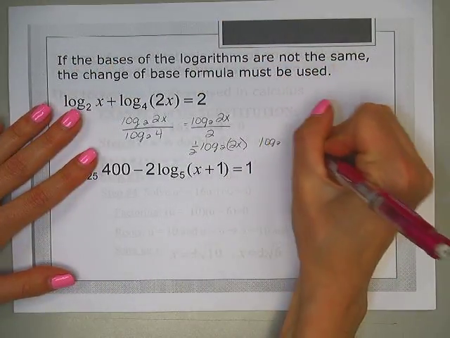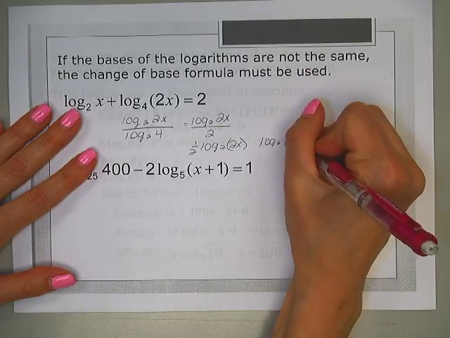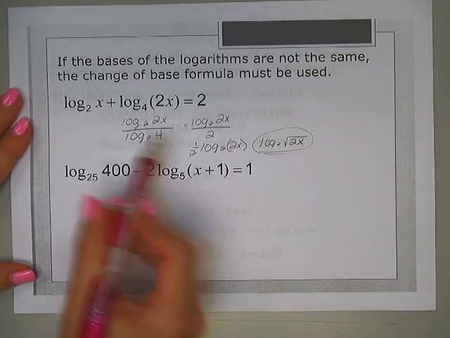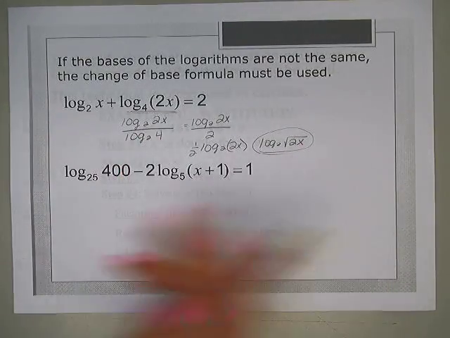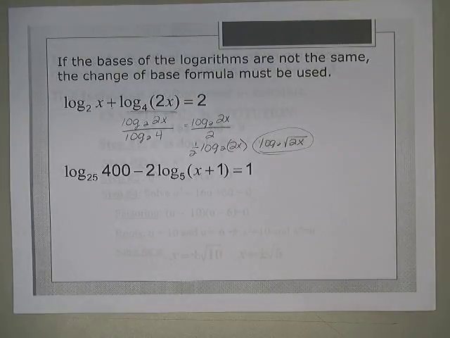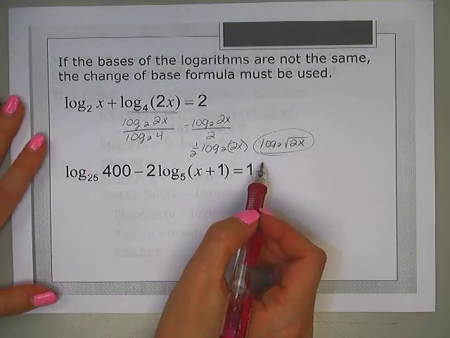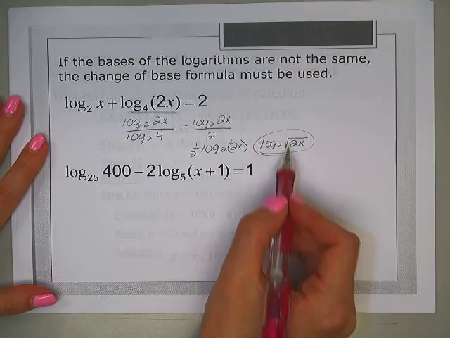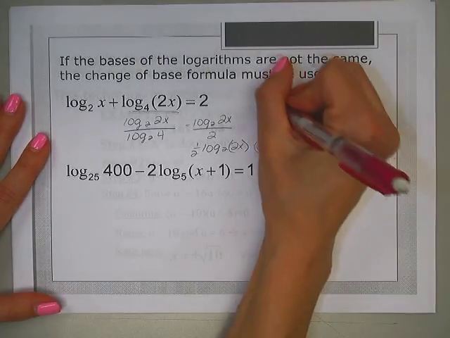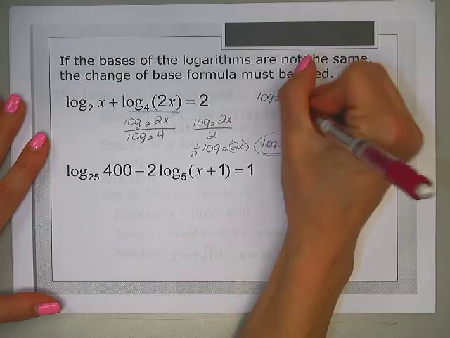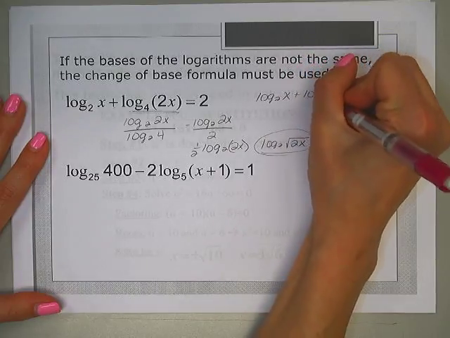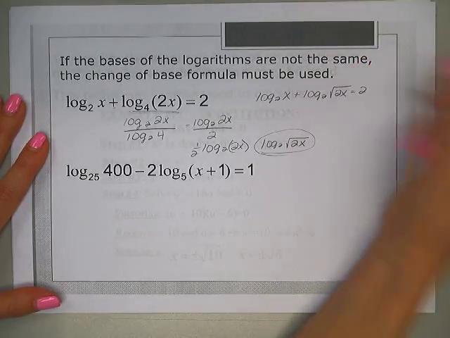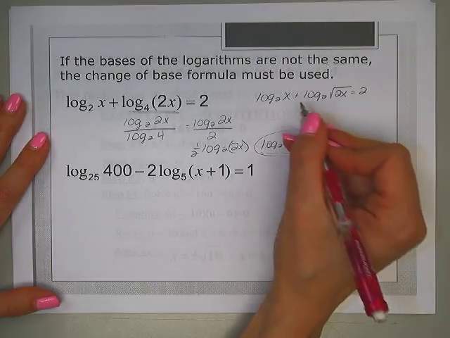Well, I showed you this little trick in class. Dividing by 2 is the same as multiplying by a half. That's right. So I've got 1/2 log base 2 of 2x. That's the same as log base 2 of the square root of 2x. All right, so let's see what I have. This now converts to this, right?